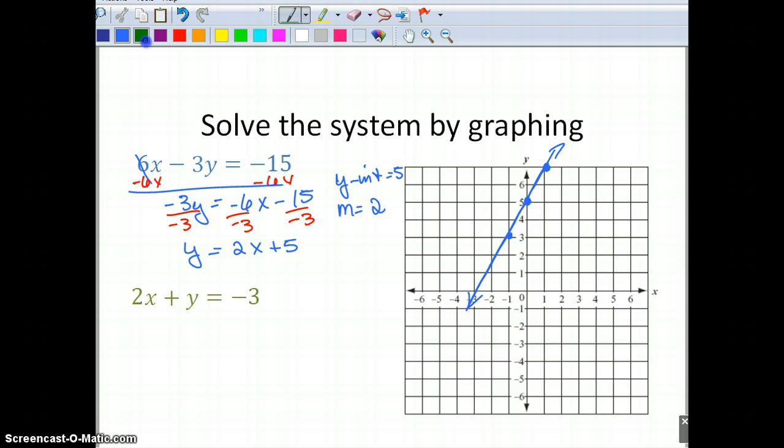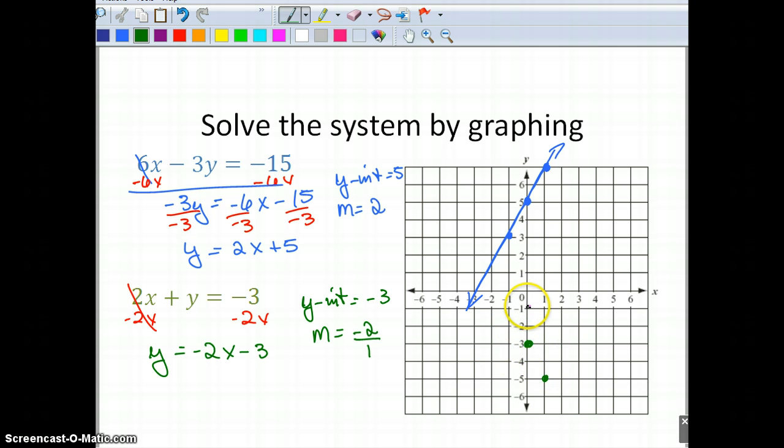Okay, now let's take a look at the green one. We're going to subtract 2x from both sides. So now we have y is equal to negative 2x minus 3. Now I know that my y-intercept is negative 3, and I know that my slope is equal to negative 2. I'm going to put that over 1 to help me remember to run. So I'm going to go to negative 3 for my y-intercept. Then down 2 over 1.